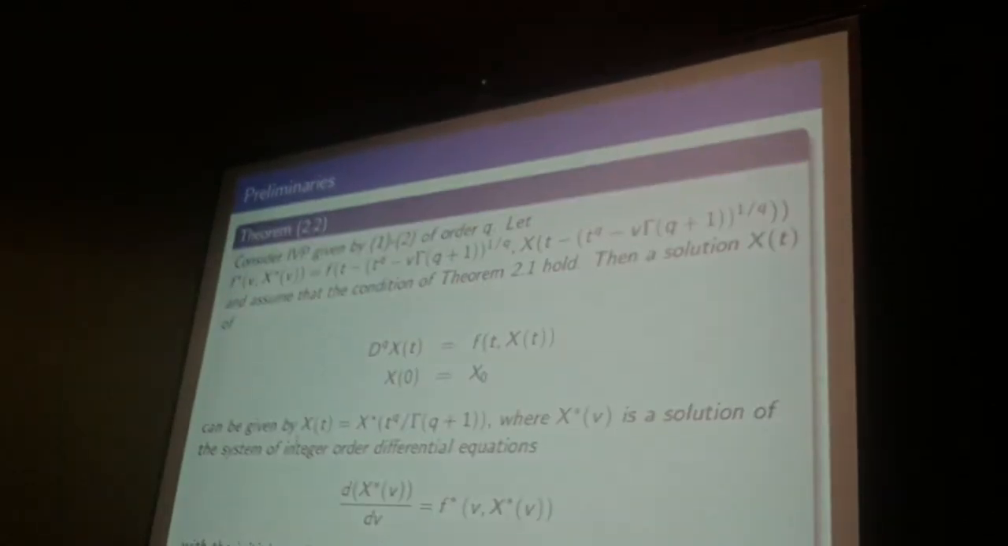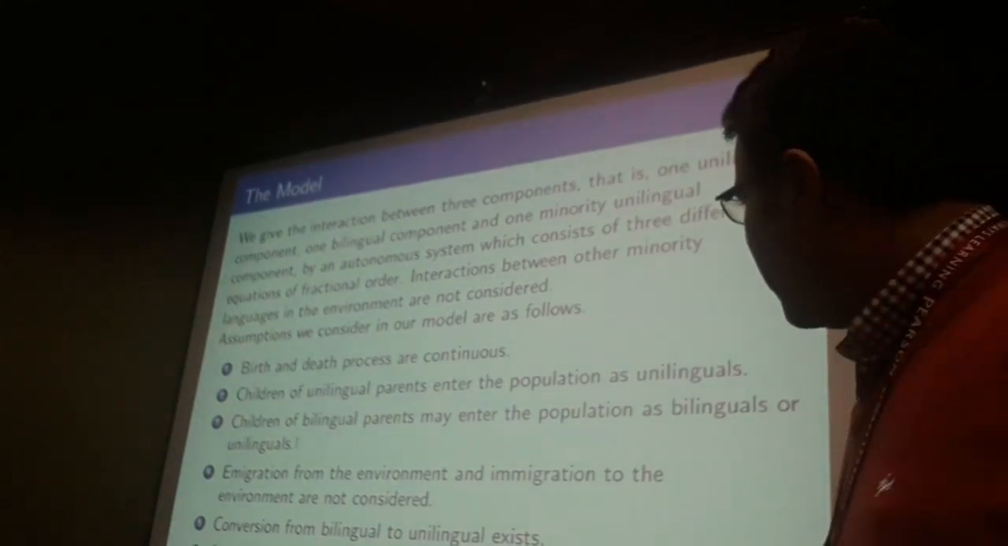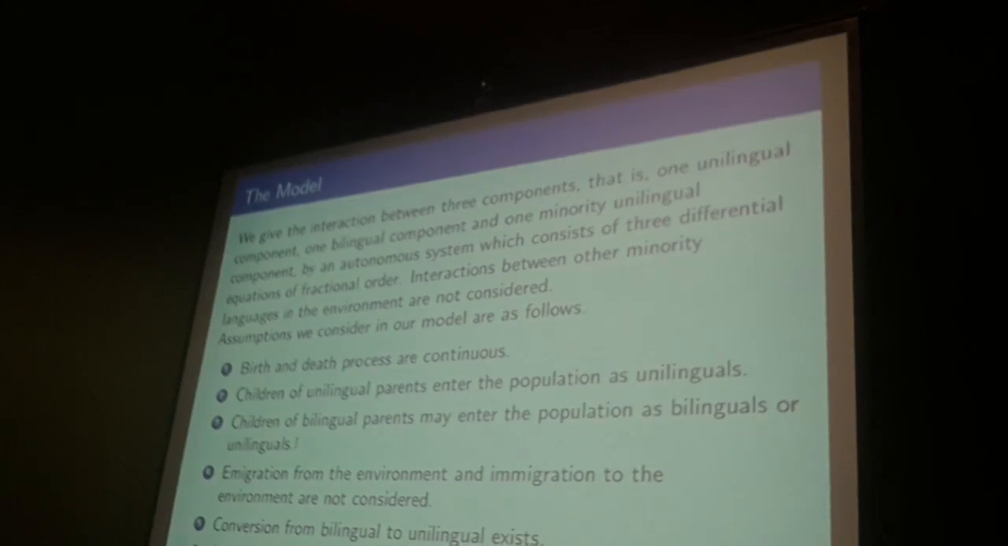This theorem is very useful for the solution of fractional order systems. We make some assumptions on the model. First, birth and death processes are continuous. Second, children of unilingual parents enter the population as unilinguals, but children of bilingual parents may enter the population as bilinguals or unilinguals. Immigration from the environment and immigration to the environment are not considered. Conversion from bilingual to unilingual exists, and the last assumption, conversion from dominant unilingual to bilingual does not exist.